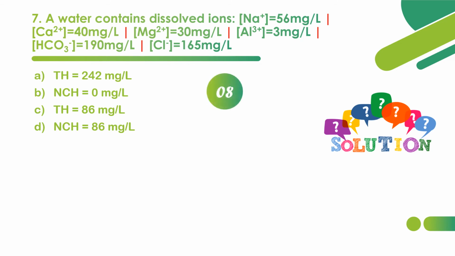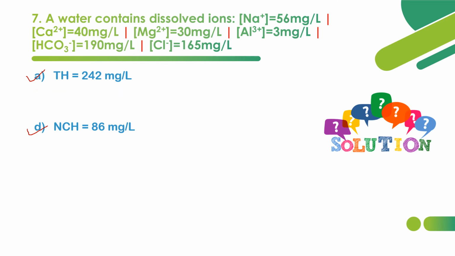We have already discussed the formula for total hardness. By using that formula, we can find the total hardness, and by using the alkalinity concept, we can find the NCH value. So these two options are correct. Option A, TH is equal to 242 milligram per liter, and NCH, non-carbonate hardness, is 86 milligram per liter. Now let's see how it is calculated.